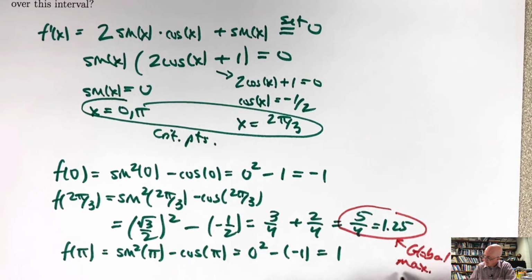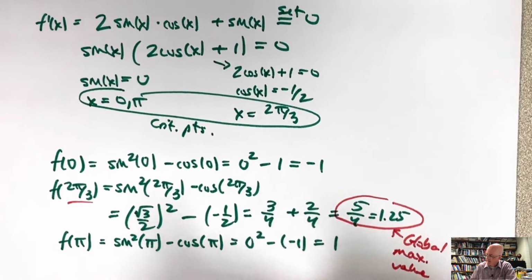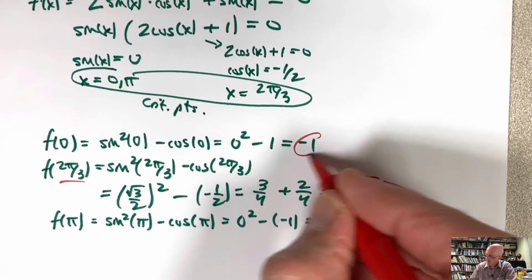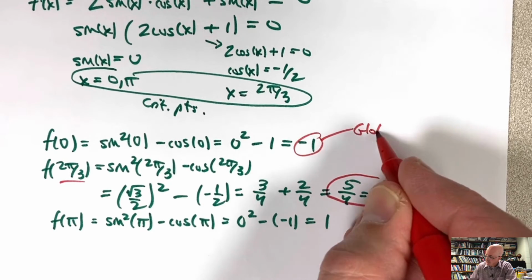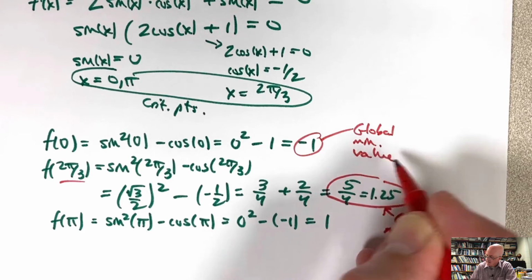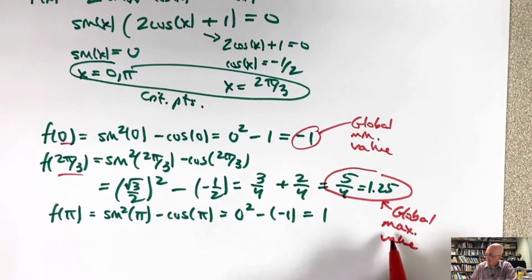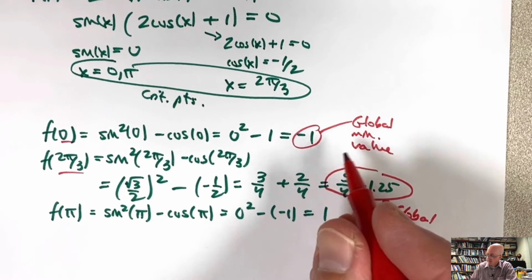Value, again, the word value emphasizes output. It occurs at x equals 2 pi over 3 in the interior. And the global min value is negative 1. And it occurs at x equals 0. Once again, the global max is the same as the best upper bound. The global min is the same as the best lower bound.